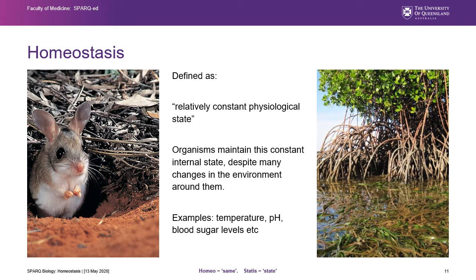Homeostasis literally means same state. So it refers to the relatively constant physiological state inside living things. Organisms maintain this constant internal state despite many changes in the environment around them. Examples of variables that are maintained are things like temperature, pH, blood sugar levels, and water.